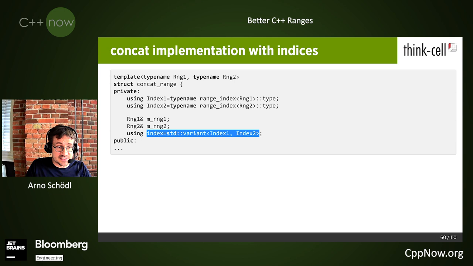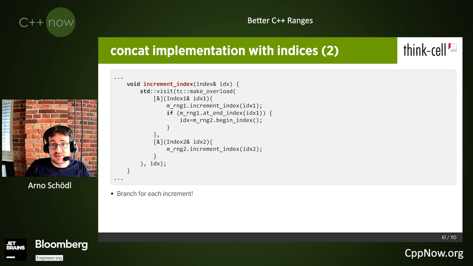You also have to hold references to the two ranges. Okay, that's pretty natural. And when you then want to increment that index, you would have to branch. You have to decide: if I'm still iterating in the first container, then I have to increment using the first index. It's pointing to the first container, so let's ask the first container to increment my index. And if I reach the end of that container, then I switch to the next container. If I am already in the second container, I can just ask the second container to increment. Now, this includes a branch. Every time you are incrementing your iterator, you have to decide which container you're in, which is pretty wasteful. You have to do this for every single element of the container.